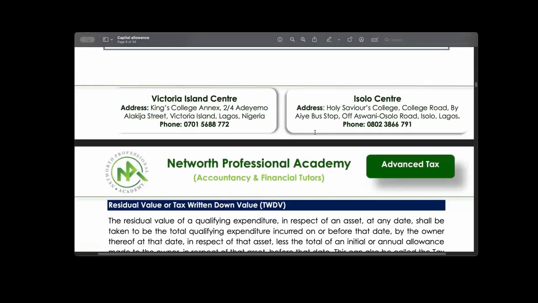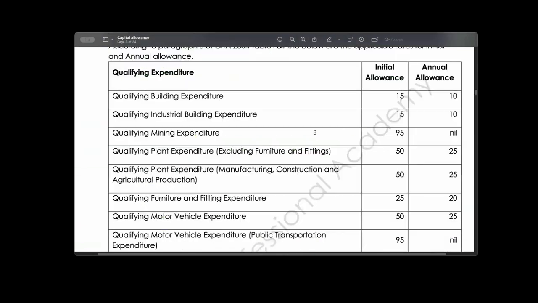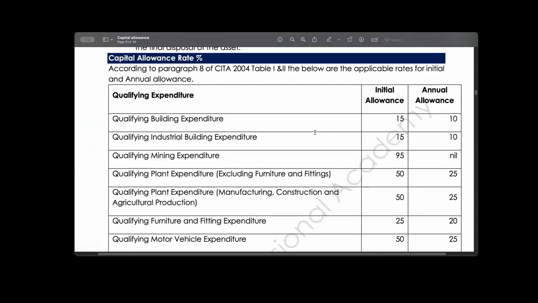I showed you the rates in my last class. This is the rates. So we have for company and we have for individual. Now, when a company incurs qualifying capital expenditure on building, the company shall be granted 15% initial allowance on costs. So imagine the cost is 10 million. 15% of 10 million is 1.5 million. So that is the initial allowance that the taxpayer will be granted.